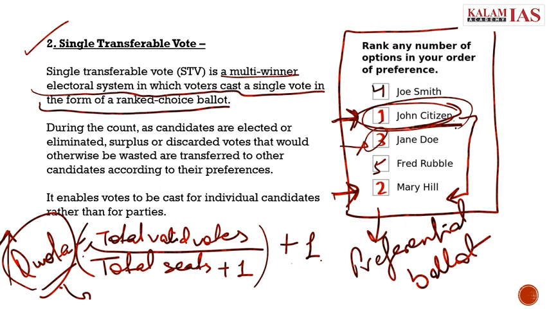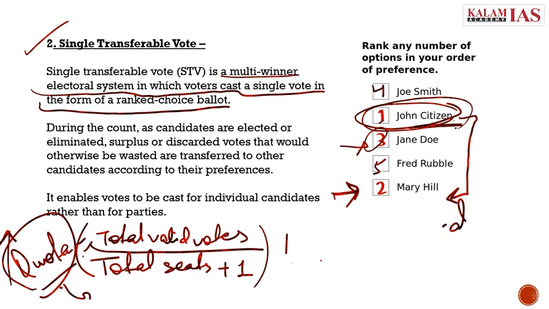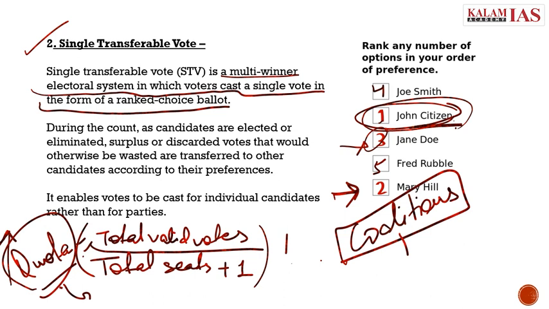But this system also produces more of a coalition government. When no single party wins a majority, the parties are forced to form alliances. So we can see more coalition governments in this type of election.